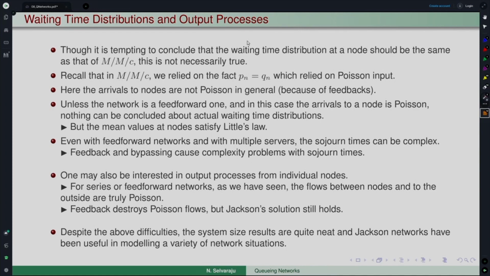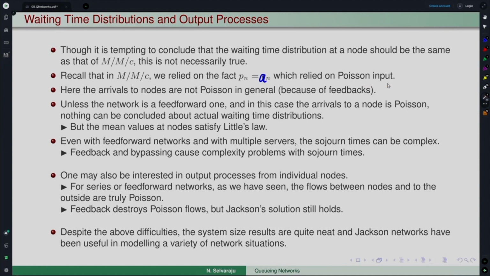but that is not really the case. If you recall when we talked about the waiting time distribution in an MMC or MM1 model, we relied on the fact that Pn, this is not Qn, this is An. So, we relied on the fact that the arrival point probabilities were equal to the arbitrary time probabilities of the number in the system, which further relied on Poisson input.